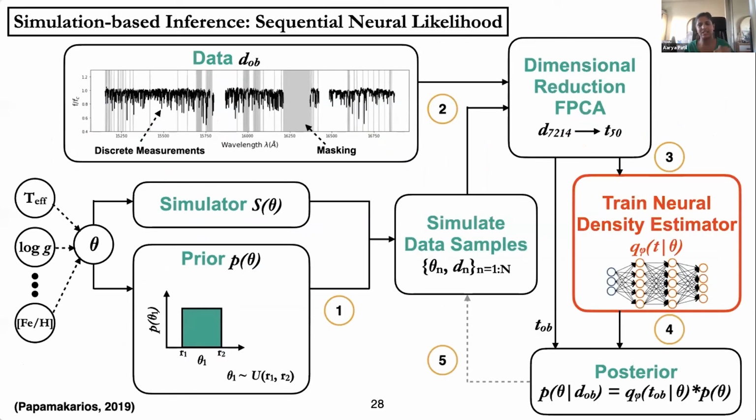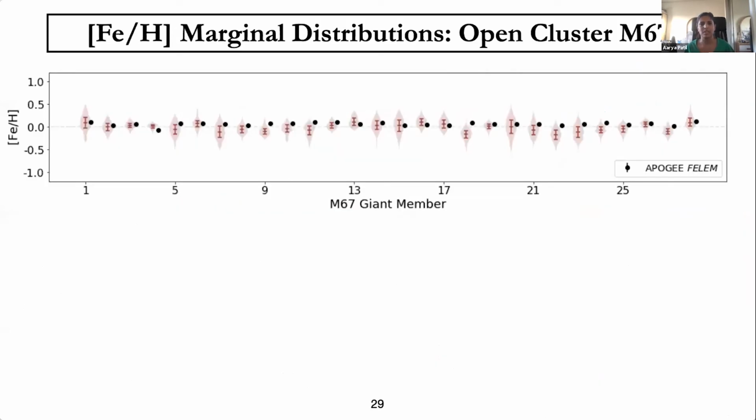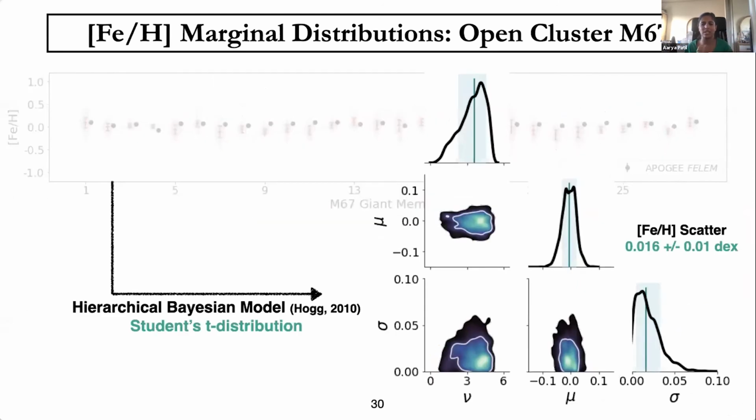And finally, this is the final part of our procedure, which is once we put these dimensionally reduced data and train these neural networks to learn what the likelihood of our data is like, and if we do this procedure on a large number of stars, so here, large number in terms of an open cluster is 28. So for 28 stars, I've estimated 15 different elements, and here I'm showing just the iron marginal. And if we combine all of these in a hierarchical framework, we find that the scatter is about 0.016 for iron.